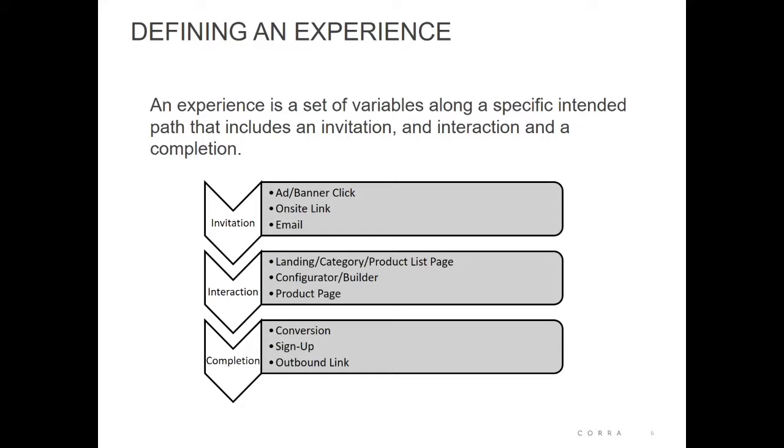So first I'd like to cover how we define a testing experience at Corra. An experience is a set of variables along a specific intended path that includes an invitation, an interaction, and a completion. It's important to consider the entire path when testing because interactions and decisions made earlier in the visit can affect later decisions. The invitation is the first entry point, such as a banner, a link on the site, or an email. The interaction is the specific area that you're testing.